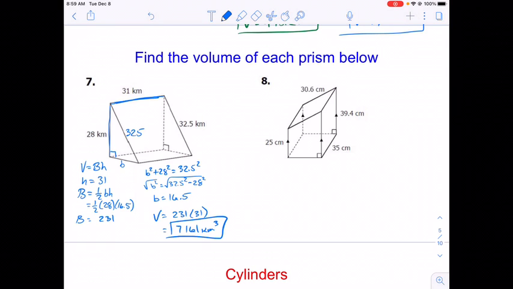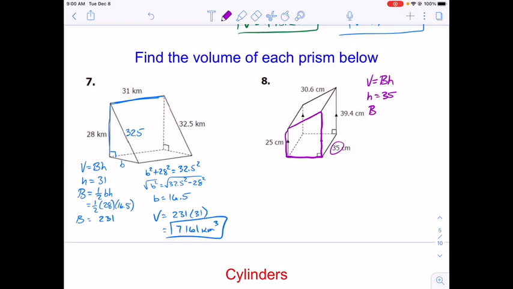All right, so let's look at the next one now. This one can be a little trickier. Notice we have a trapezoid here. So let's look here. The volume is equal to the area of the base times the height. So let's identify the height of the prism. How far apart are these two trapezoid faces? That is going to be the 35, so that's my height.